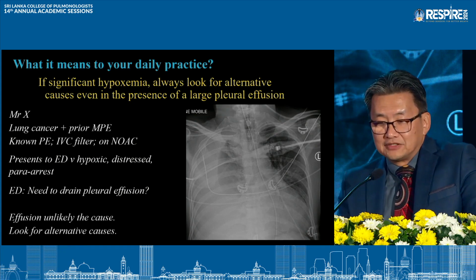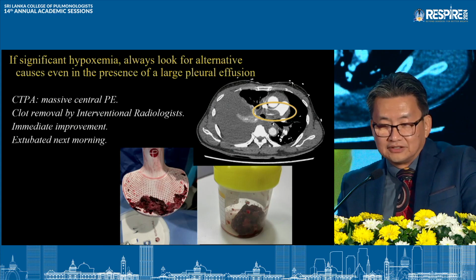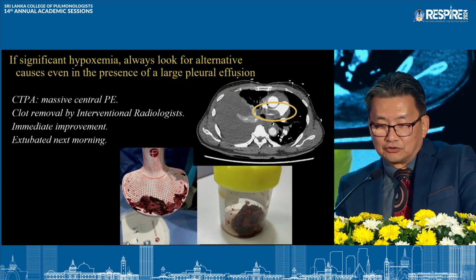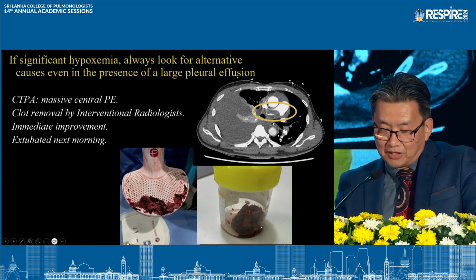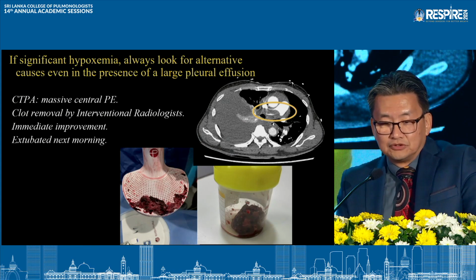So we intubated the patient and we took him to CTPA, and sure enough, he's got a massive central pulmonary emboli. He's already fully anticoagulated, so our very clever interventional radiologist did a clot retrieval, and these are all the clots from his central pulmonary arteries. And his physiology immediately improved on the table.